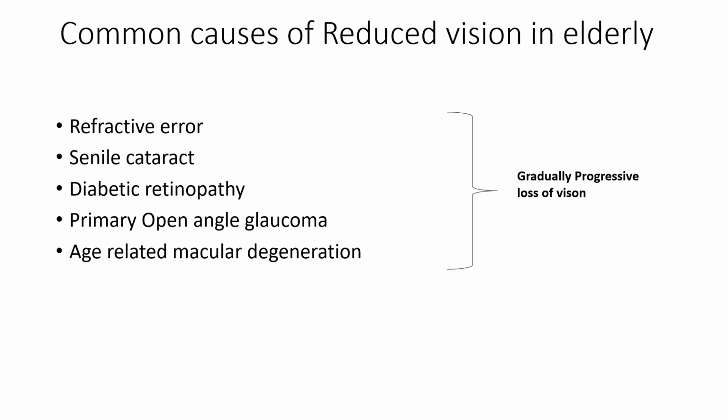So what are the common causes of reduced vision in elderly? It will be a refractive error, senile cataract, diabetic retinopathy, primary open angle glaucoma, and age related macular degeneration. All these are causes of gradually progressive loss of vision. So any case that is given to you will be an elderly patient with gradually progressive loss of vision. So your history and examination should be such that you have to rule out all these causes and then pinpoint to a diagnosis of senile cataract.